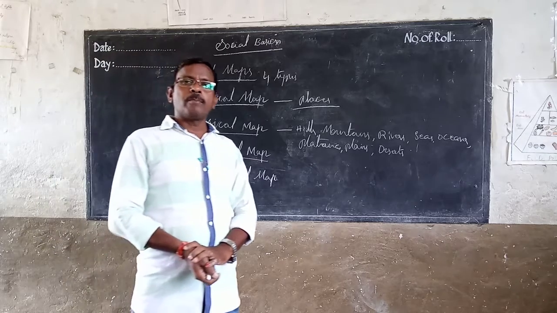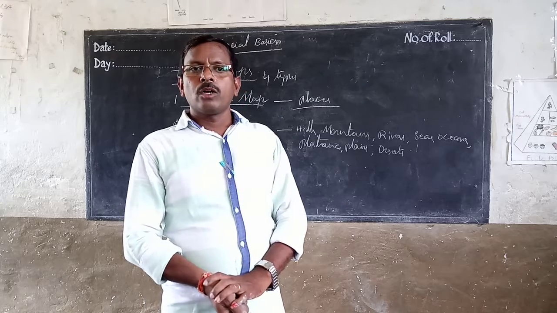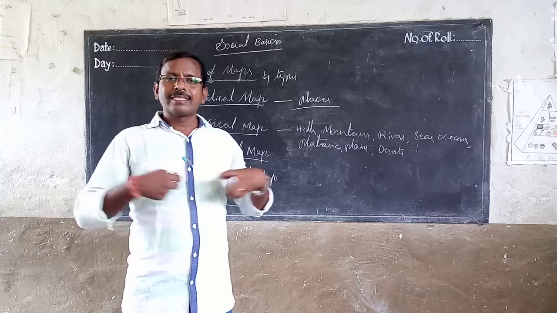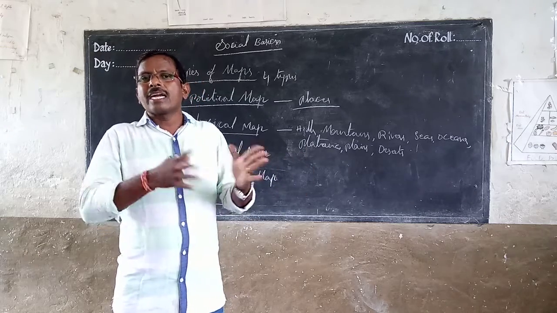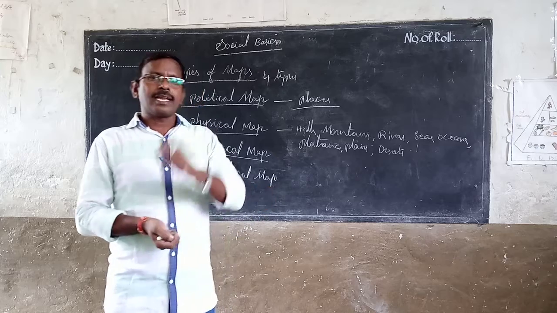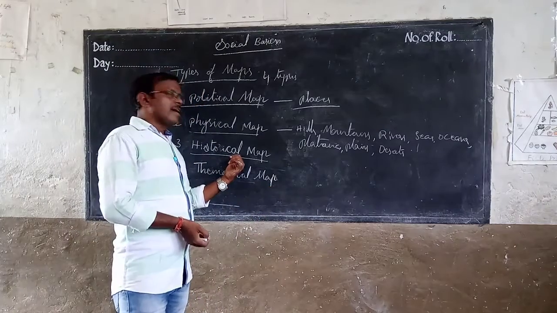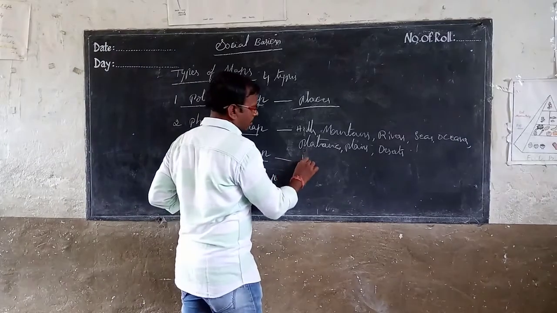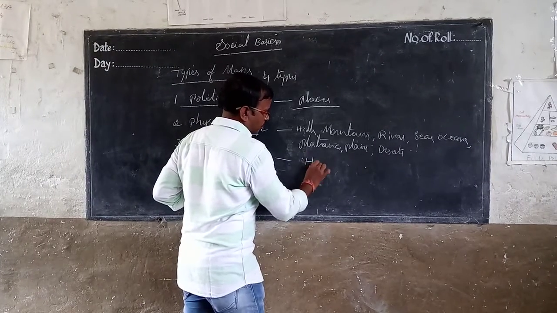Akbar, Mughal Empire, Sultan's Empire. It will tell us about kings and kingdoms, their ruling periods, and so on. Such maps are known as historical maps. They tell about history, the total history.